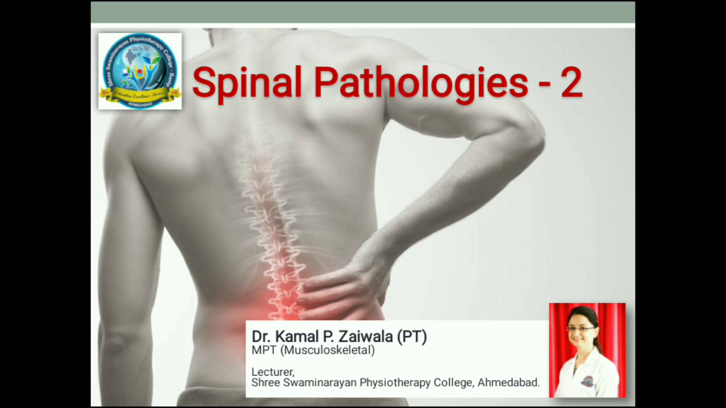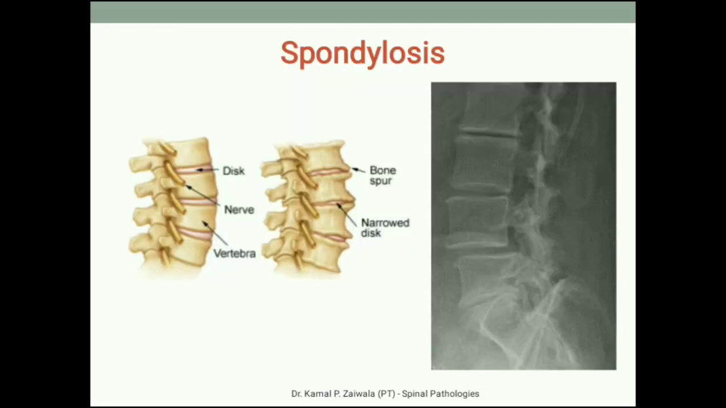In this video, I'll be covering spondylosis, facet joint arthritis and spinal canal stenosis. Let us first start with spondylosis. Just like we have osteoarthritis in different joints of our body, the osteoarthritis of the spine, or the degenerative osteoarthritis of the spine, is known as spondylosis. It generally occurs as a sequel of disc degeneration.